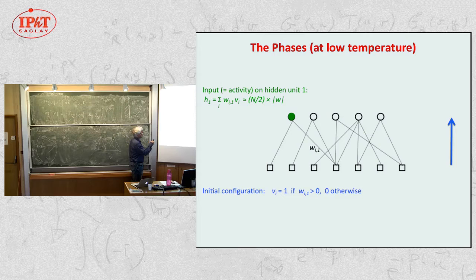Essentially, this is of the order, this is proportional to M times the strength of the W. This is the order of magnitude of this activation. So very strong activation here. What about another hidden unit?